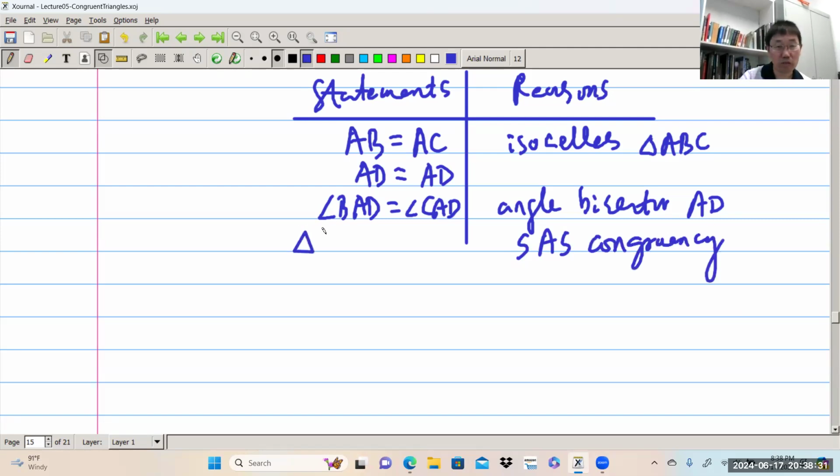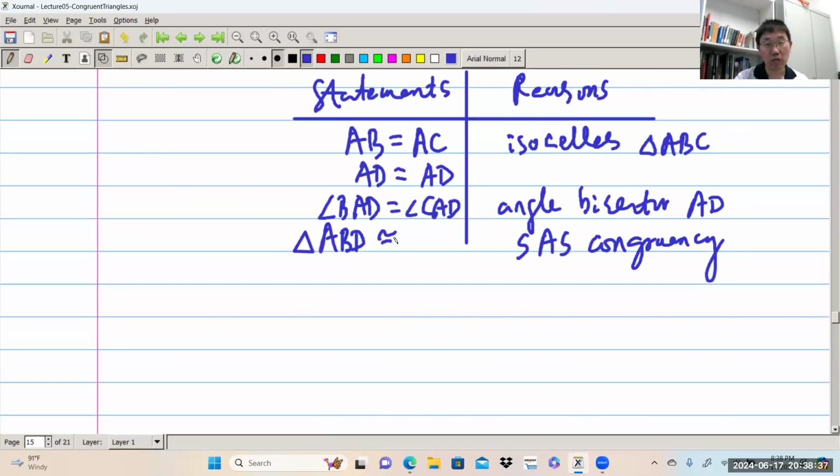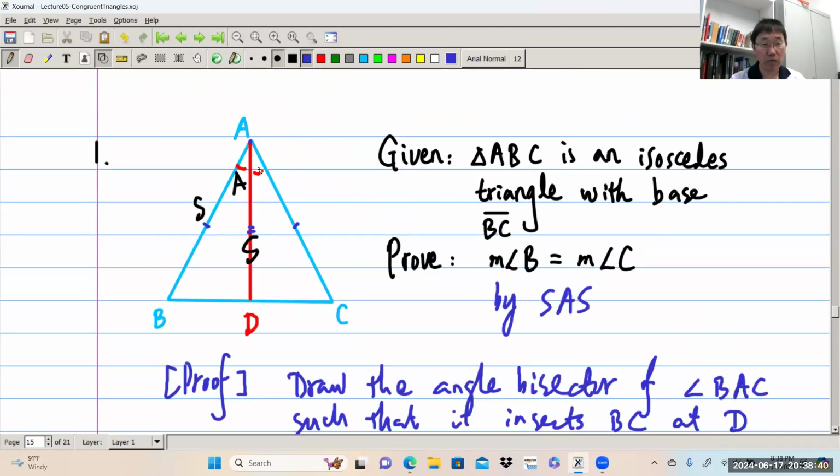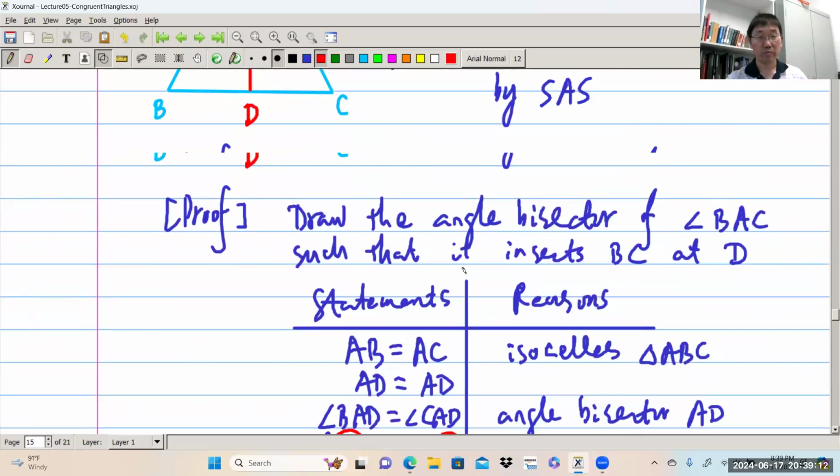So the first triangle is triangle ABD, congruent to which triangle? To that right side triangle. But how to write down that triangle? It should be ACD, because AB is congruent to AC. So the first two letters should be AC or CA. But then AD equals AD, so the third letter is D, and A should be the first letter. AD. Do you see that? AB corresponds to AC, then AD corresponds to AD, and finally BD corresponds to CD, as you can see.